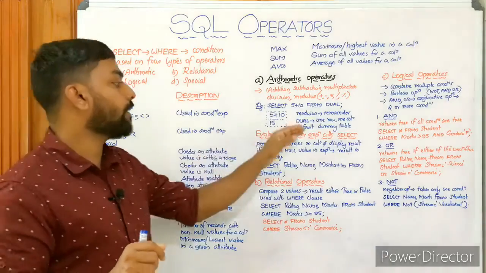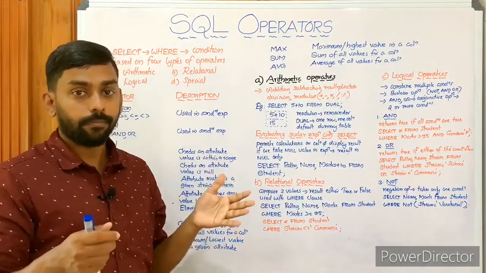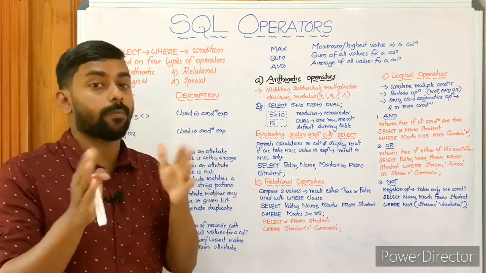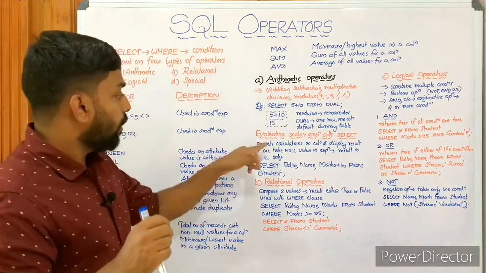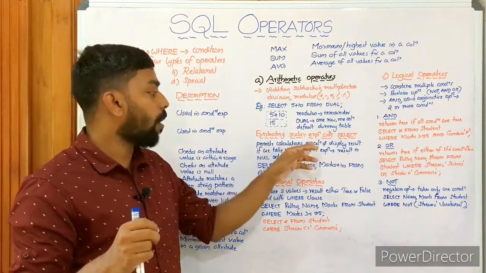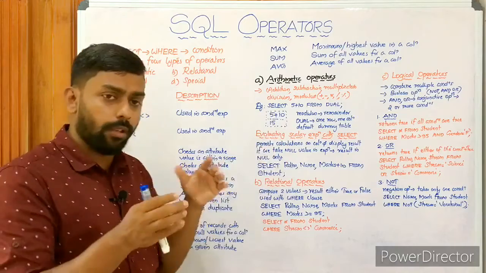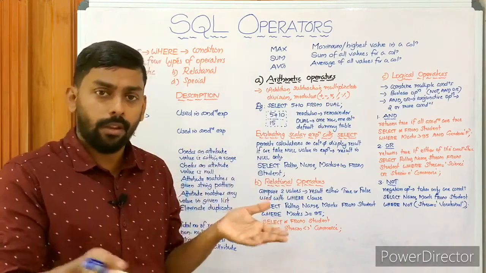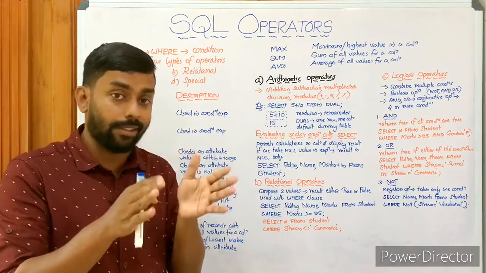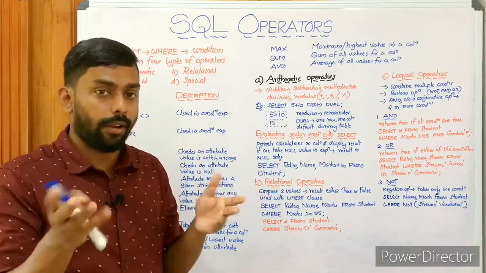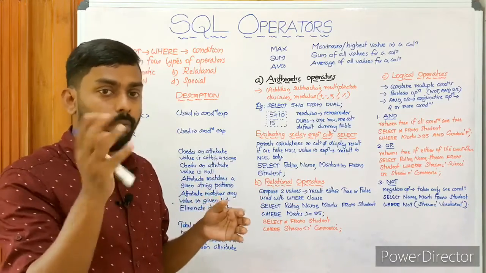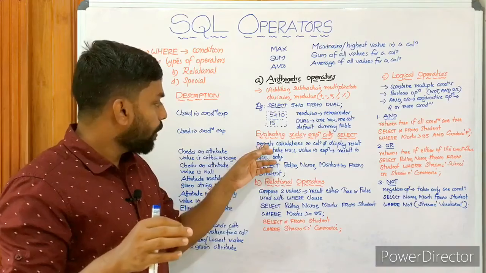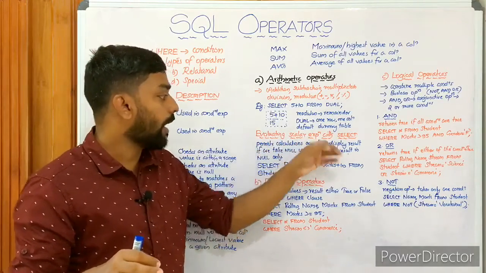Next one, evaluating scalar expression with select. It permits calculations on columns and displays the result. Actually, it performs operations on columns. All these commands mean select is used along with a column, or columns, or what we can say rows as well. So it permits calculations on columns and displays the result.